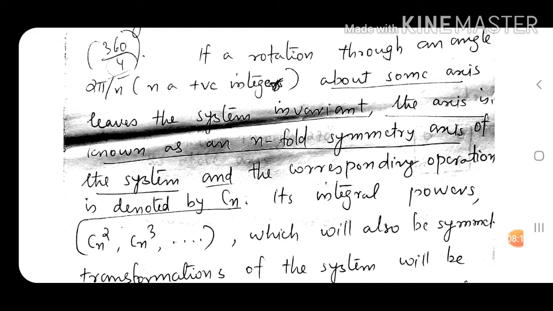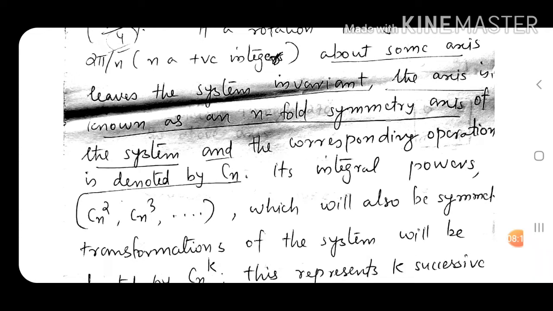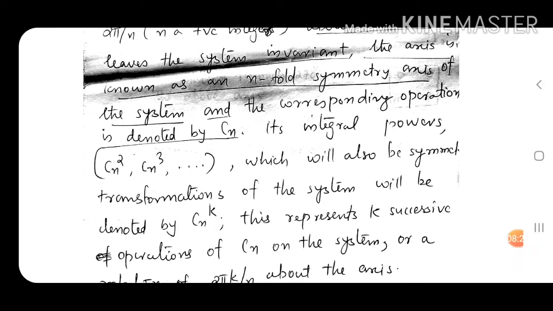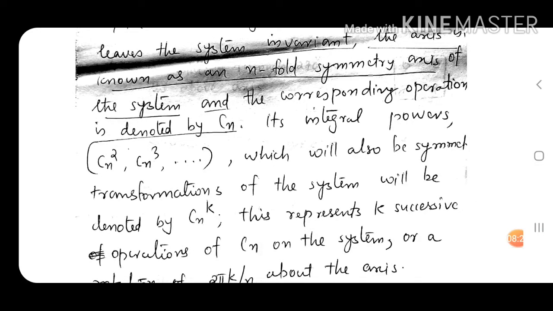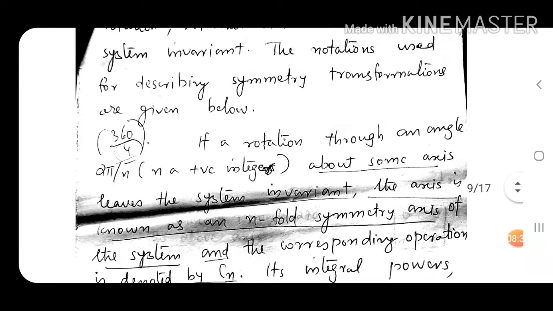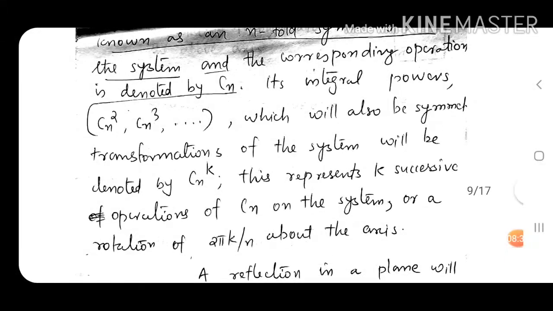Its integral powers, Cn square, Cn cube, will also be symmetry transformations of the system, denoted by Cn to the power k, where k denotes successive operations of Cn on the system. Cn is a rotation by 2 pi by n, and Cn to the power k means successive operations of Cn, or 2 pi by n into k. You can rotate a system by 90 degrees, then 180 degrees. A 180 degree rotation is actually performing the Cn rotation through 90 degrees 2 times. That we will see.